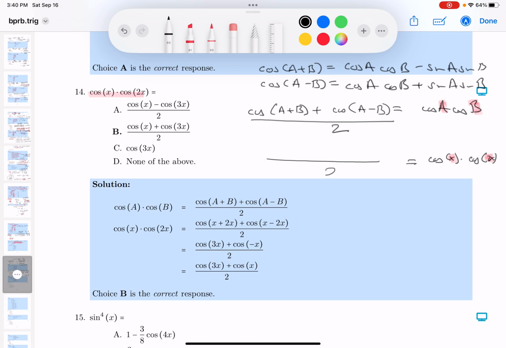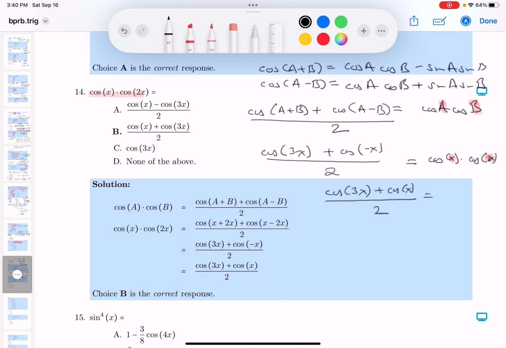I get cosine. Well, A plus B would be 3x. Plus, a little tricky this time, it's going to be cosine of A minus B. So it's x minus 2x, which is minus x. Now, I don't see that in the key. So what I'm going to do is use an even identity. So cosine of 3x is all over 2. And the cosine of minus x, I think, is the cosine of x.